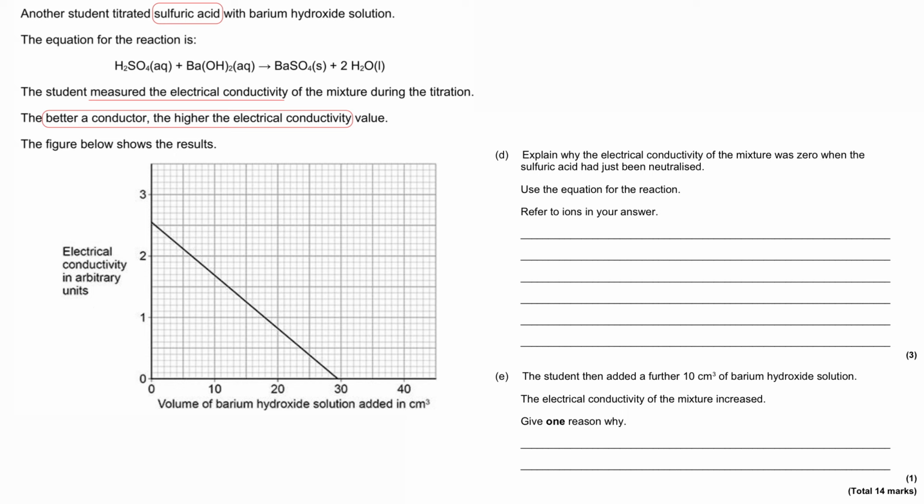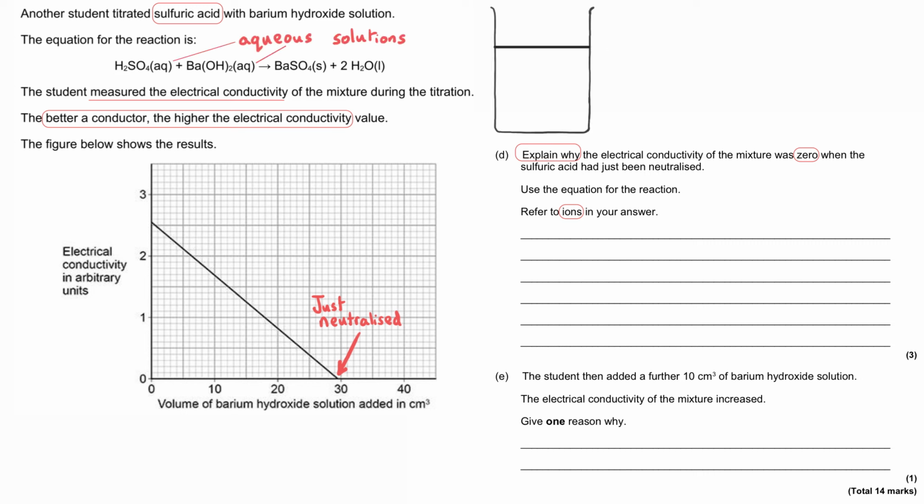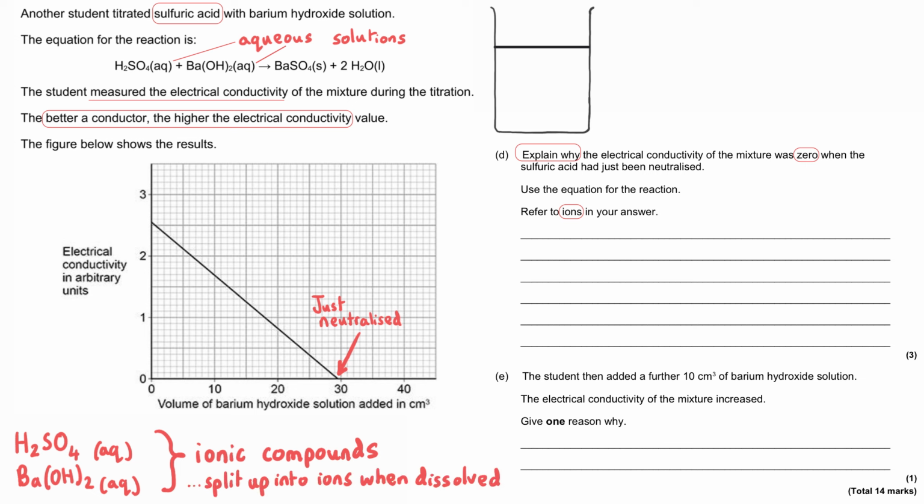And we've been asked to explain why the electrical conductivity of the mixture was 0 when the sulfuric acid had just been neutralised. We've been asked to use the equation for the reaction for our answer, and to refer to ions in our answer. I think that the best way to explain why the mixture's conductivity has dropped to 0 is to first look at why it wasn't 0 at first. Because we are working with solutions, we need to recognise that aqueous solutions are actually made up from ionic compounds that have ionised when you put them into water and they dissolve.